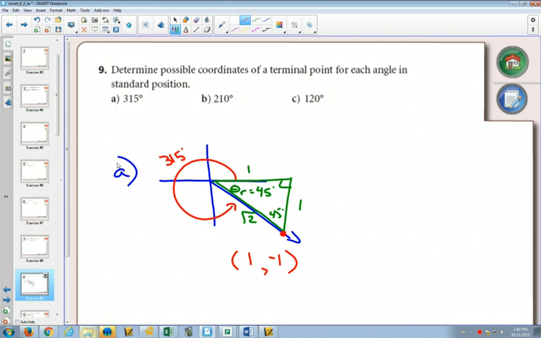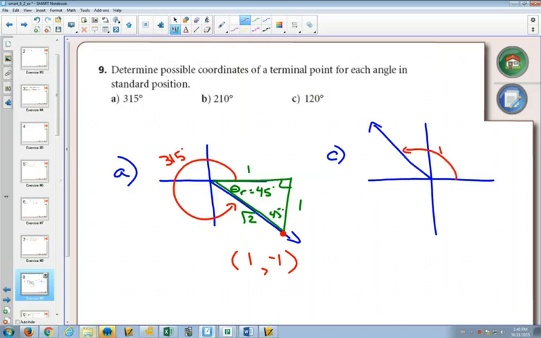Should we do C together as well, because we haven't done the 60 yet? If I draw 120, what is my reference angle here? It would be 60 degrees. Good.